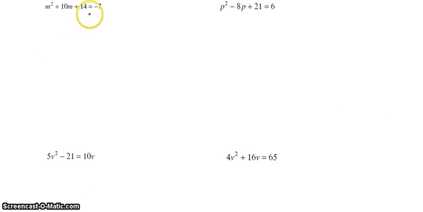The only difference with this is you have them on both sides, so we have x squared.